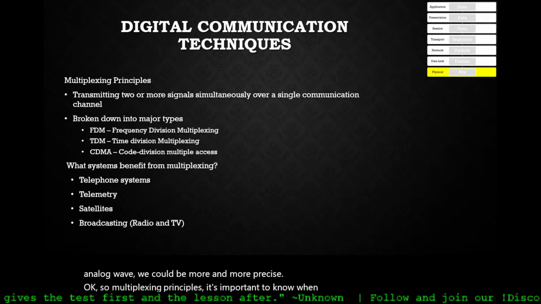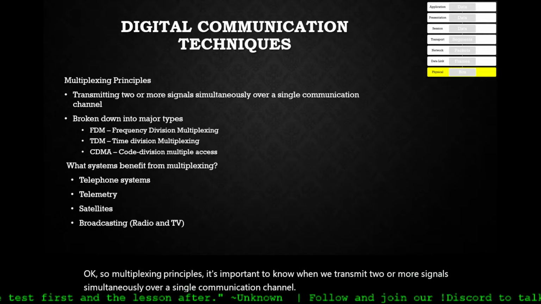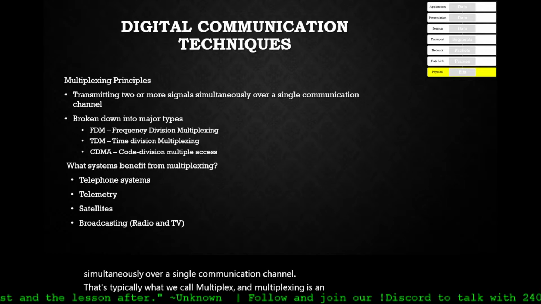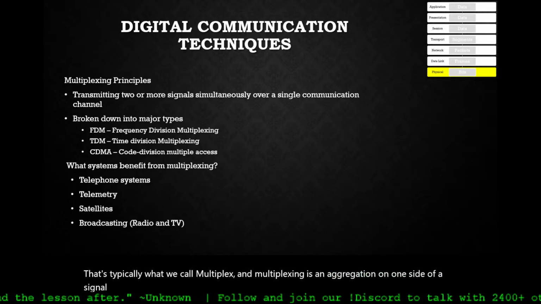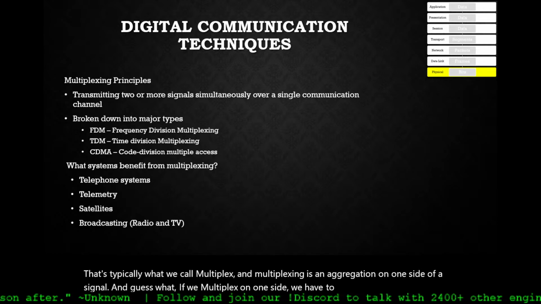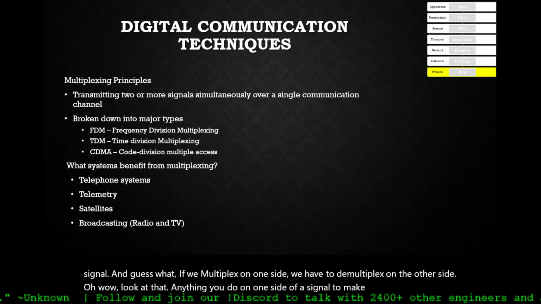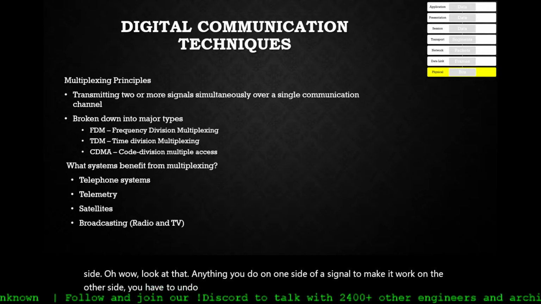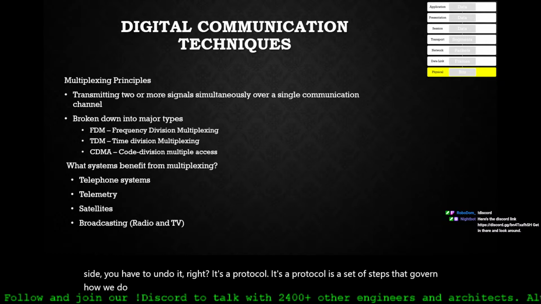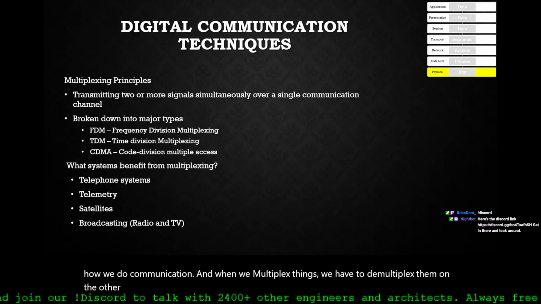When we transmit two or more signals simultaneously over a single communication channel, that's typically what we call multiplexing. Multiplexing is an aggregation on one side of a signal. And guess what? If we multiplex on one side, we have to demultiplex on the other side. Anything you do on one side of a signal, to make it work on the other side, you have to undo it, right? It's a protocol. Protocol is a set of steps that govern how we do communication. And when we multiplex things, we have to demultiplex them on the other side. That's what it is.